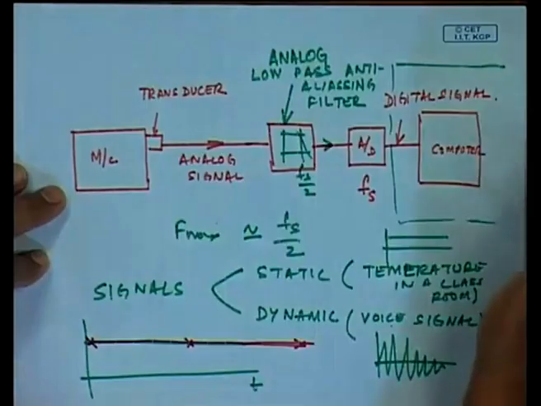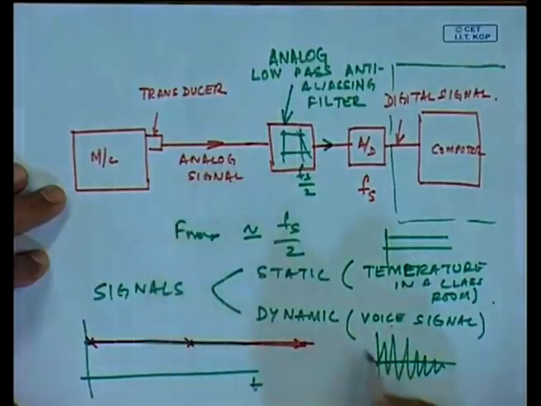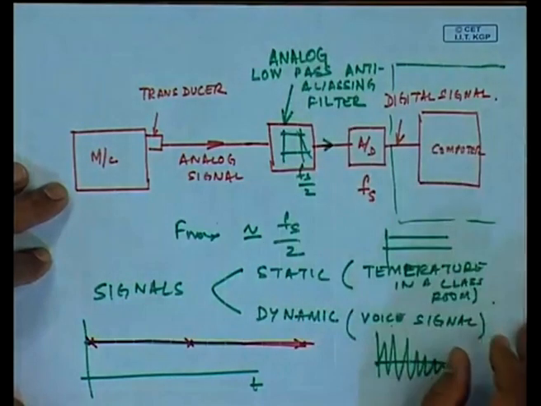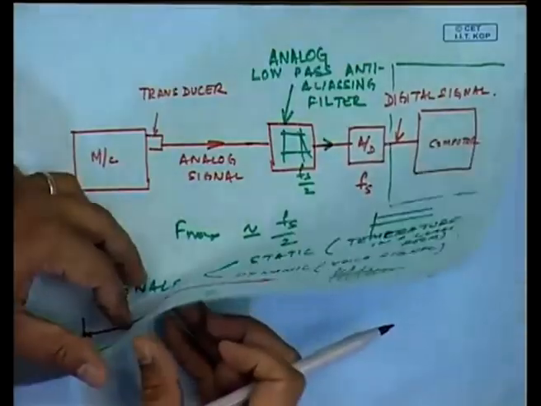Whenever we are talking about machinery condition monitoring, where we are going to use a lot of vibration signals as a monitoring parameter, we would be mostly dealing with dynamic signals, and thus we need to have a low pass anti-aliasing filter. And another thumb rule I should tell you right now, while we are getting into machinery condition monitoring and signal analysis.